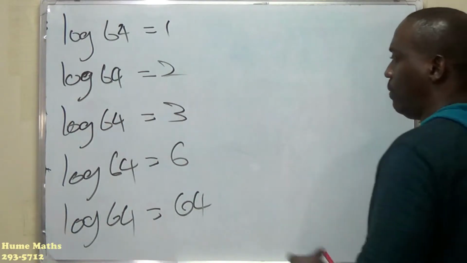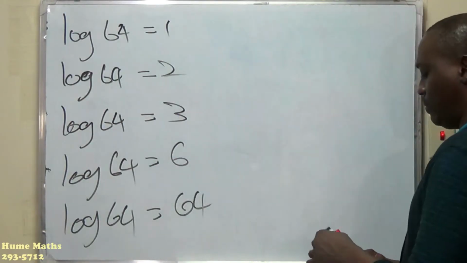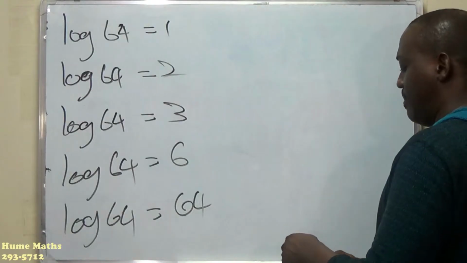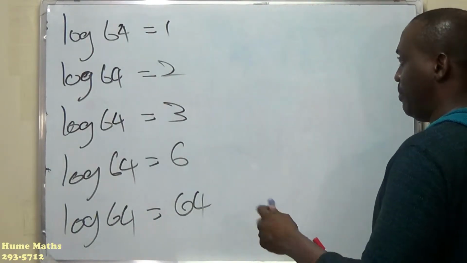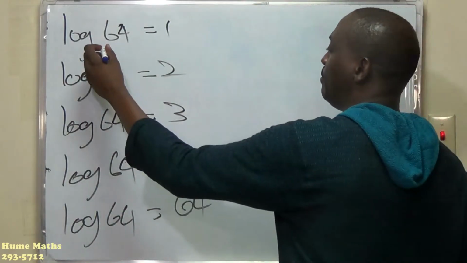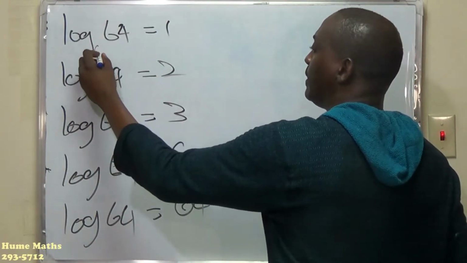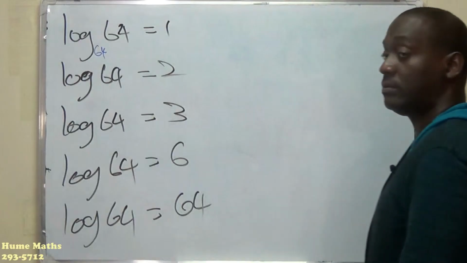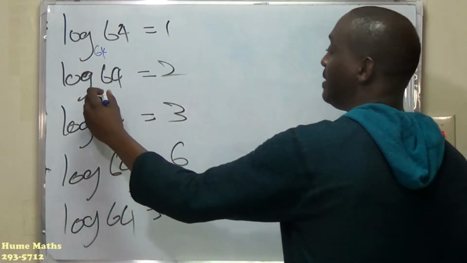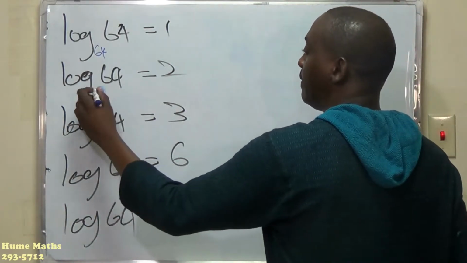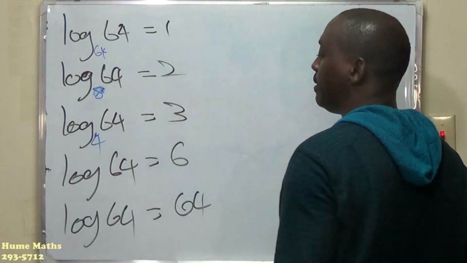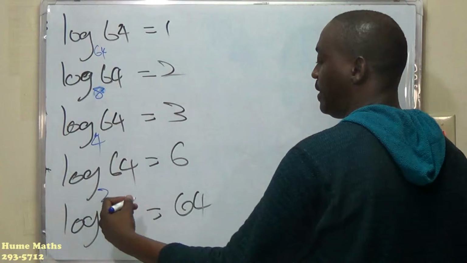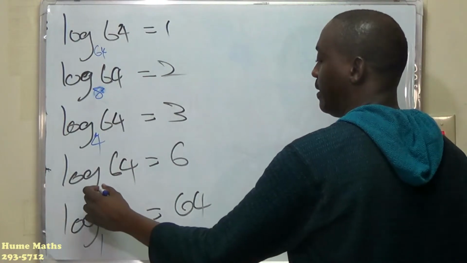Good? Now, I'm going to change the color. Let us use blue for the base. So let us say the base is 64 here, and let us say that the base is 8 here, and let us say that the base is 4 here, and let us say that the base is 2 here, and let us say that the base is 1 here. Good?